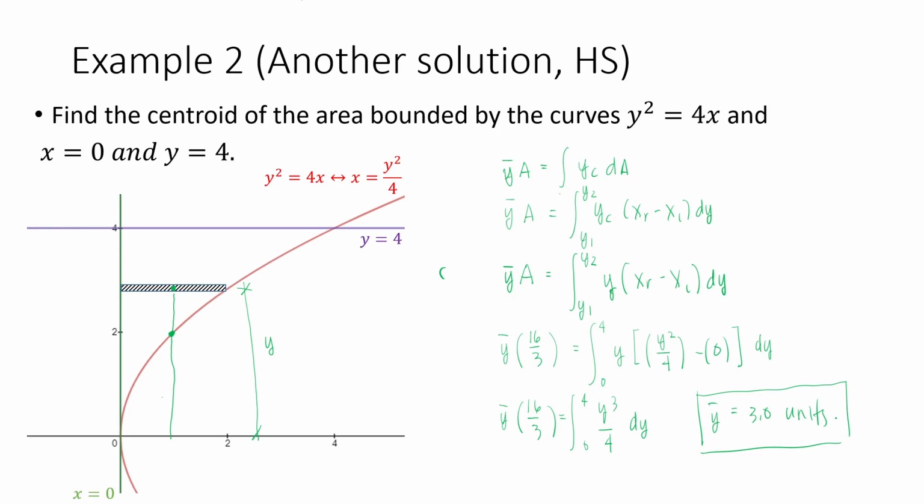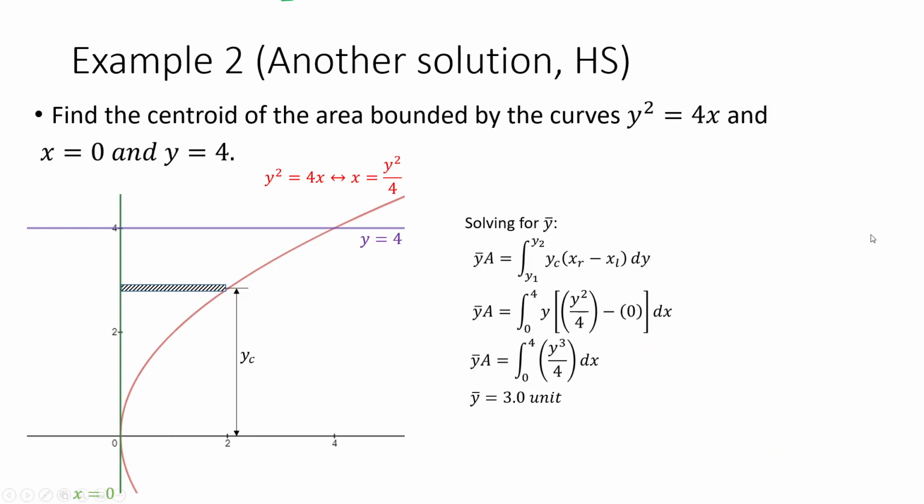I think the advantage of having two methods is that you can verify your answer for this problem. If you want to verify your answer, you may also try to use the other strip. So the final answer would be bar x, and bar y is the same as the other one. So I'm going to say 3 units.